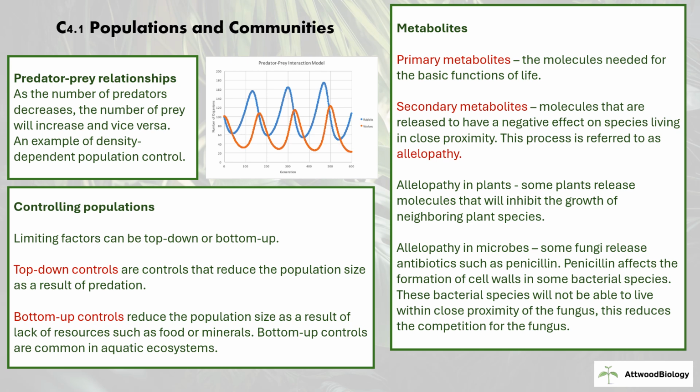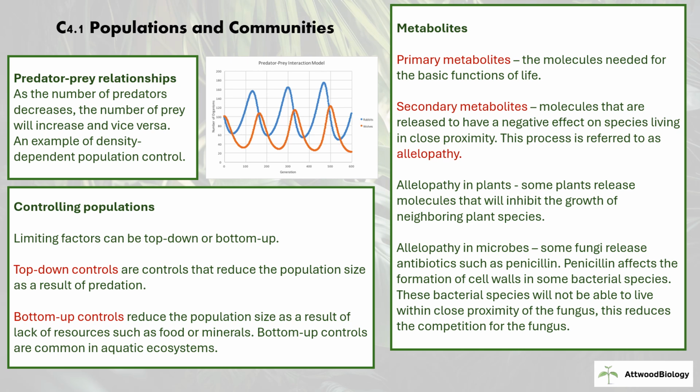Okay, and then we move on finally to metabolites. We have primary metabolites, which are the molecules needed for the basic functions of life, and then we have secondary metabolites, which are molecules that can be released that have a negative impact on the species living in close proximity to the original species, and this process is referred to as allelopathy. In plants, some plants can release molecules that inhibit the growth of neighbouring plant species, which is handy because it means that if other plant species can't live close by, they won't use the nutrients within the soil, so that original plant can use all of those nutrients.